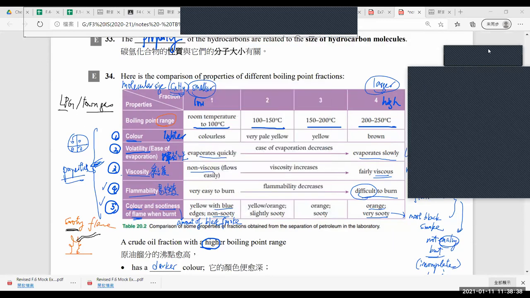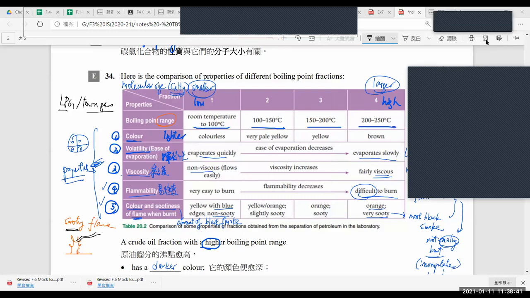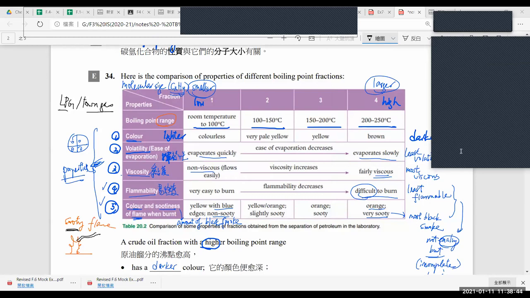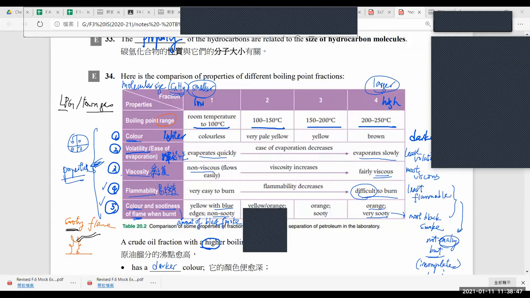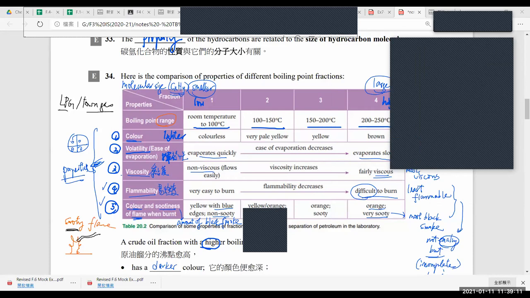If you got the answer, you may type it in your chat box. My question is, why is our household fuel burnt with a blue flame instead of a yellow flame? Sometimes we call it a sooty flame. Can you get the point?